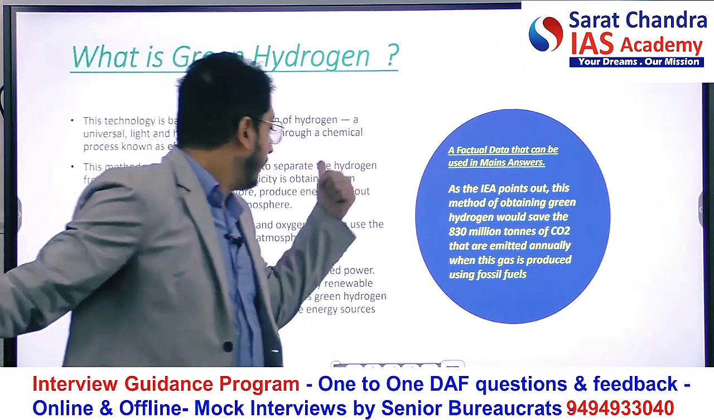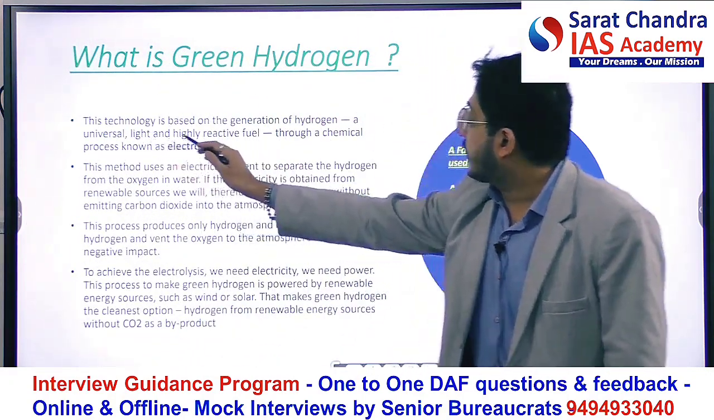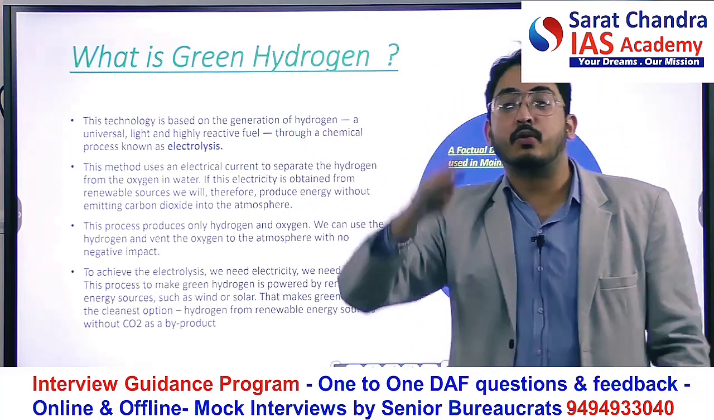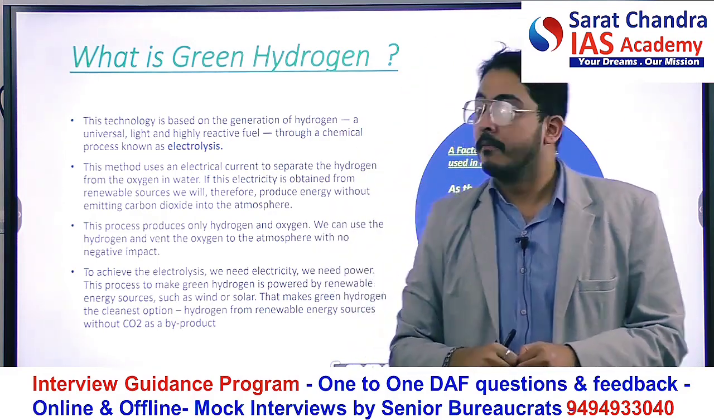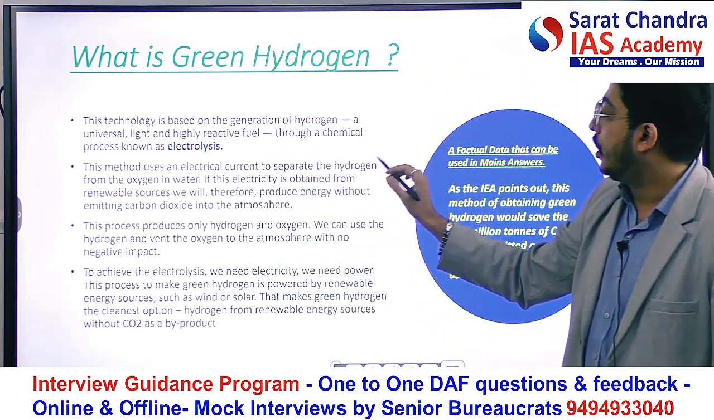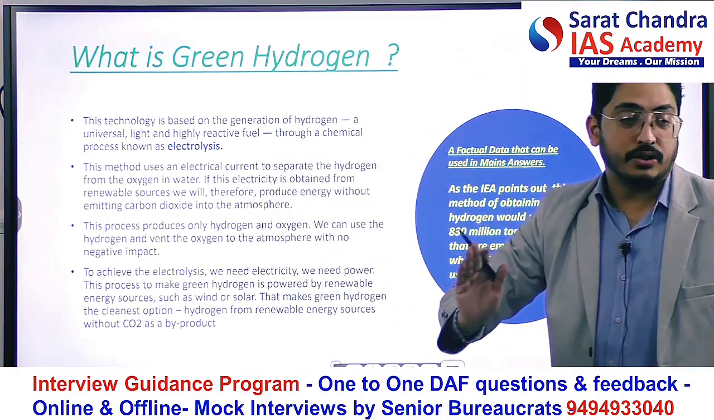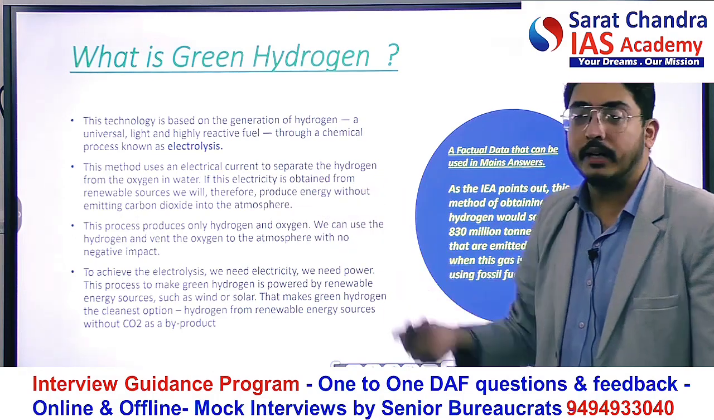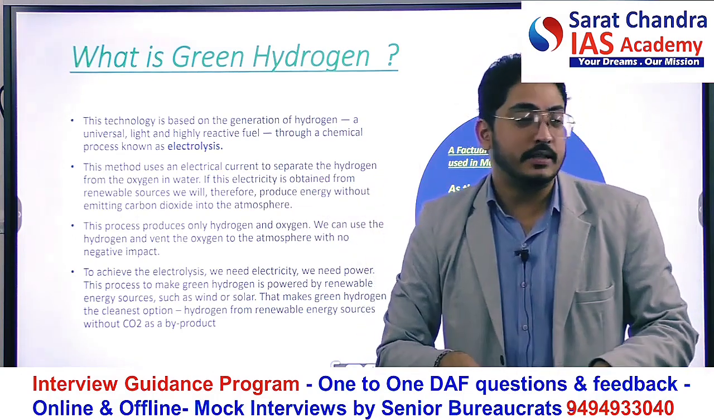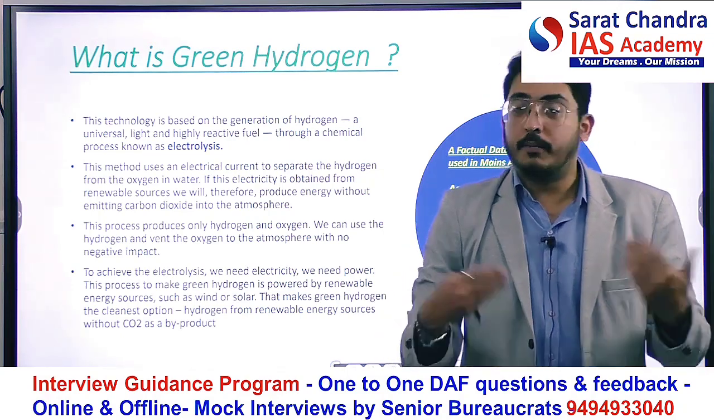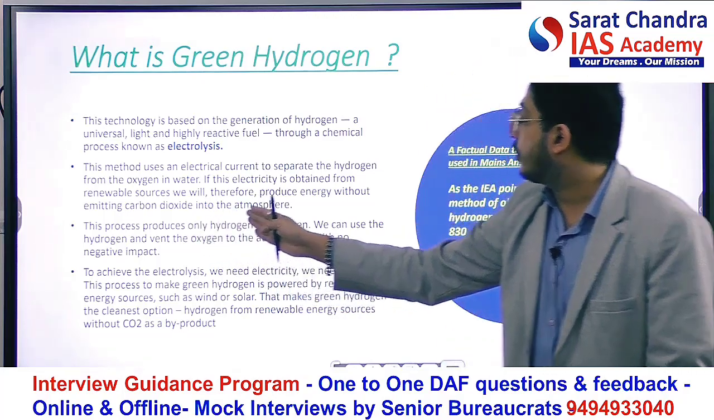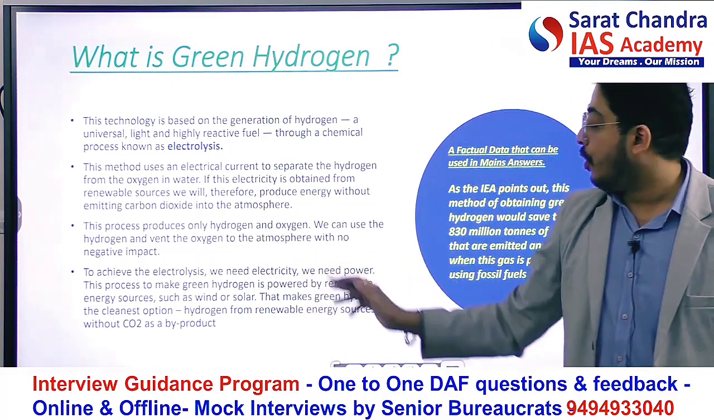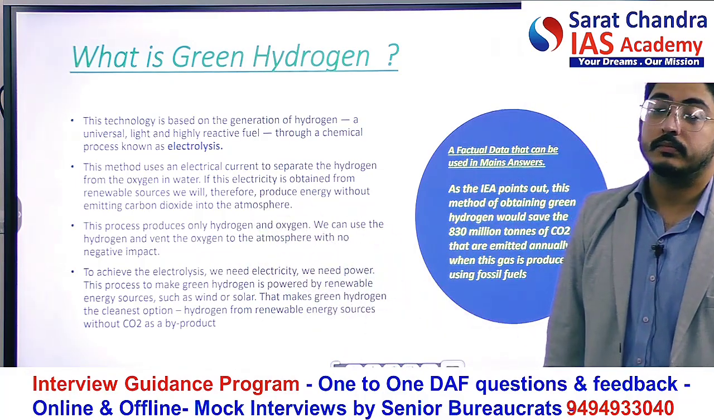Clear? That's what is written here. It is a universal light and highly reactive fuel through a chemical process called electrolysis. Now no need to go electrolysis कैसे होता है स्कूल में जैसे हम पढ़ते हैं. No, it's not required here. This method uses an electrical current to separate the hydrogen, oxygen in water. If this electricity is obtained from renewable sources, we will therefore produce energy without emitting carbon dioxide. If we use the renewable sources, so obviously carbon dioxide will not be emitted, right? This process produces only hydrogen and oxygen. We can use the hydrogen and vent the oxygen to the atmosphere without negative impact. There will be no negative impact.